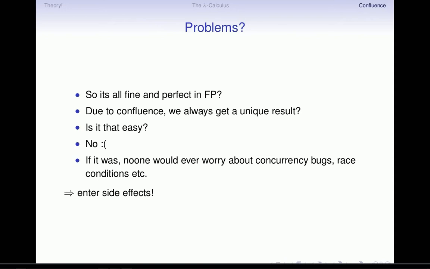Are there problems? Is this all good and fine now? Can we always get a normal form for anything? Do we have confluence and can hence do lazy evaluation in functional programming? Do we always get a unique result? Can it be that easy? Unfortunately, it cannot. Because if it was, no one would ever have to worry about concurrency bugs, race conditions, etc. And this is where we enter side effects.